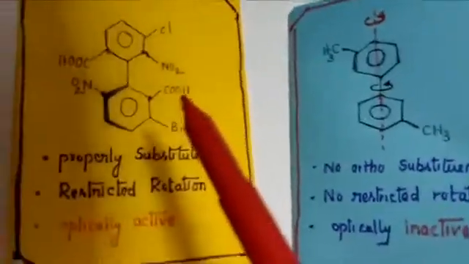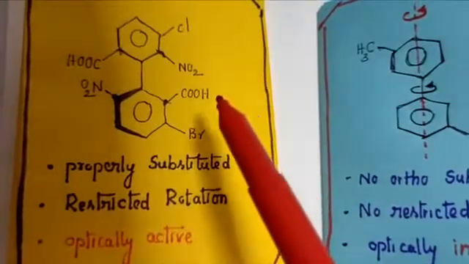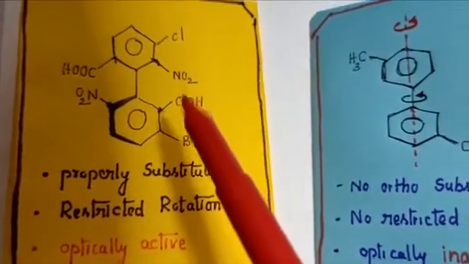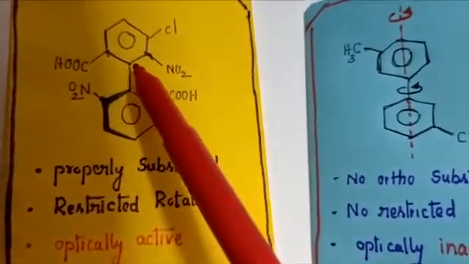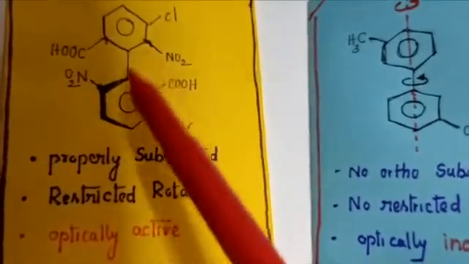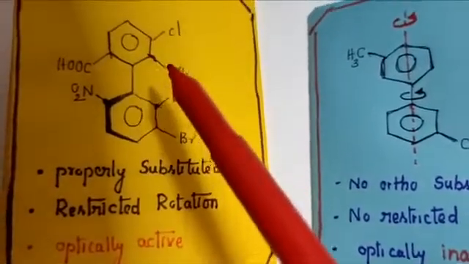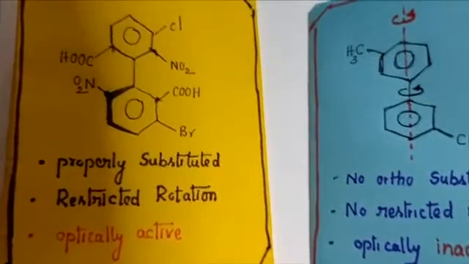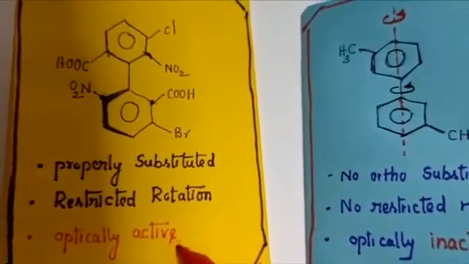See, this molecule has bulky ortho substituents and there is restricted rotation. Rotation around this single bond is not possible. That is why the molecule is optically active. This biphenyl can be considered optically active.